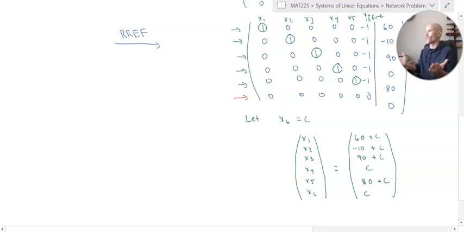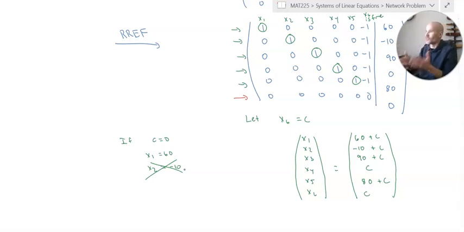Well, we might say at first that it should be 0, right? Because we could have 0 vehicles flowing in that region. But the problem with that is that if c equals 0, then check this out. Well, x1 would be 60. x2 is where we get our problem, because negative 10 plus 0 is negative 10, and that just can't be. You can't have negative vehicles flowing along, and you can't say it's in the opposite direction because these are all one way.